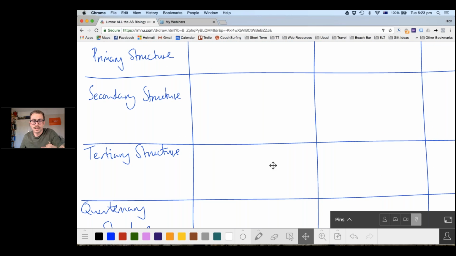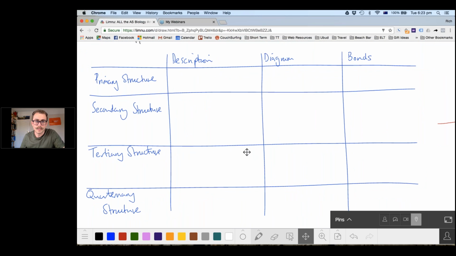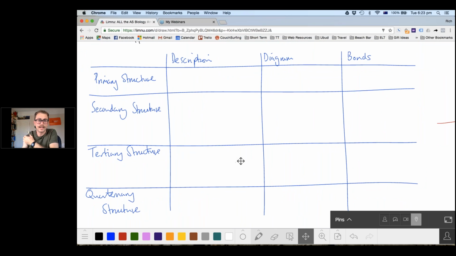Okay, so proteins. Let's have a quick look. If your name starts A to N, you can think about primary structure and secondary structure. If you're O to Z, let's have a think about tertiary structure. You can give your answers. I want a single bullet point or sentence description of primary structure, secondary structure, tertiary structure, or quaternary structure, depending on which group you are. I'm going to start with a little diagram.